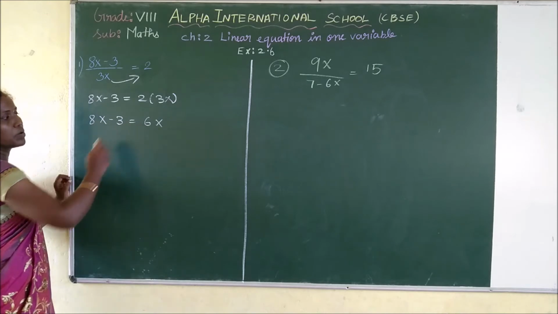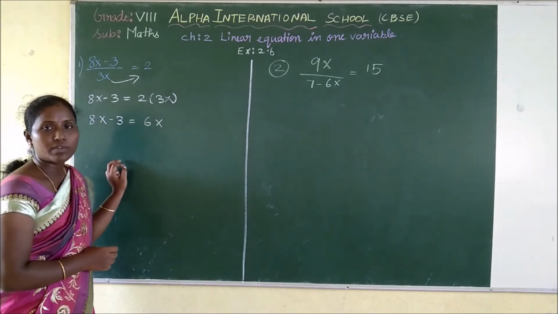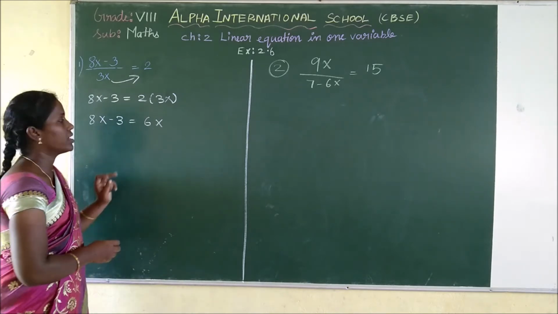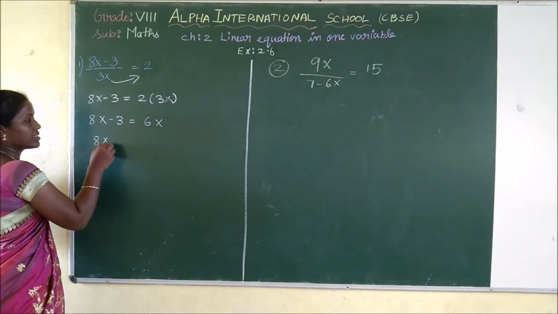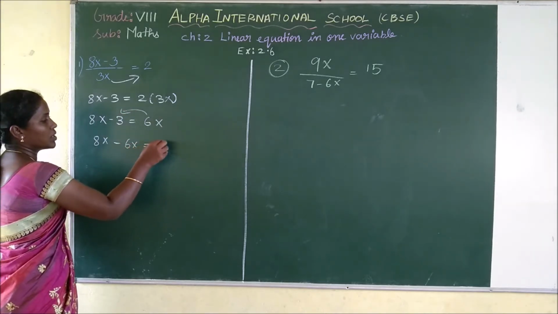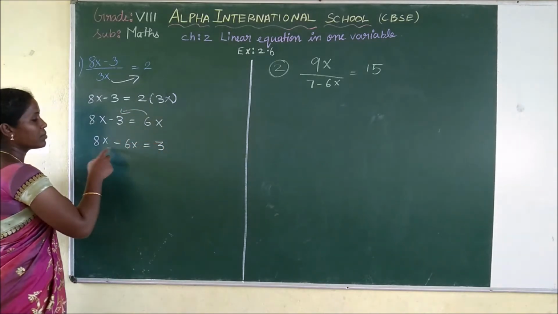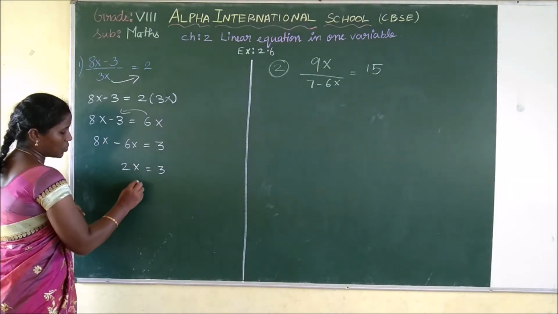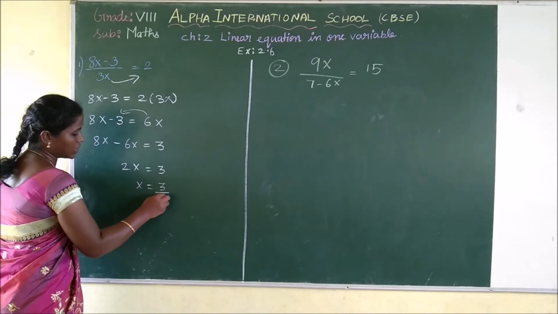Now, after this, we know how we can solve and find the value of x. We are going to group the value of x to one side of the equation. So, 8x plus 6x comes here, it is minus 6x is equal to 3. What is 8 minus 6x? It is 2x is equal to 3. So, x is equal to 3 by 2.